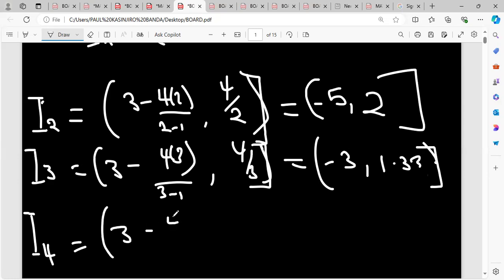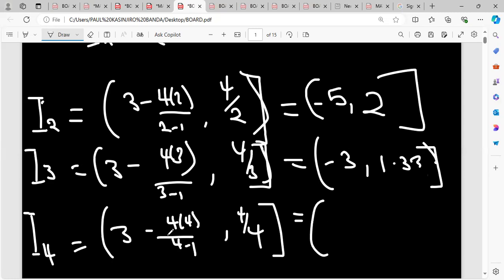And then this would be I4: (3 - 4×4/(4-1), 4/4). So you can continue going. I don't know how many you can try, but at most maybe try 3 or 4, and then put a very big number to see what will happen. So here now it will be 16 divided by 3. 3 minus 16 divided by 3. What do you get there?